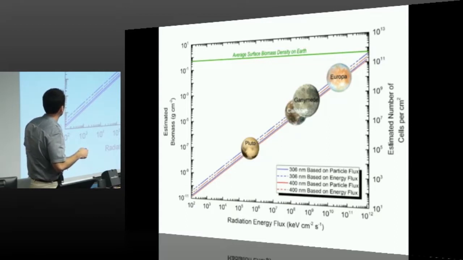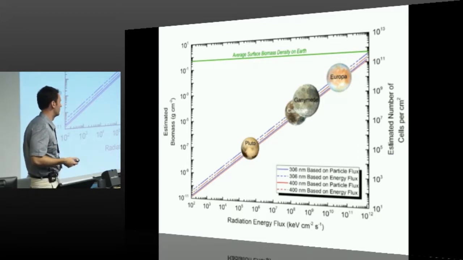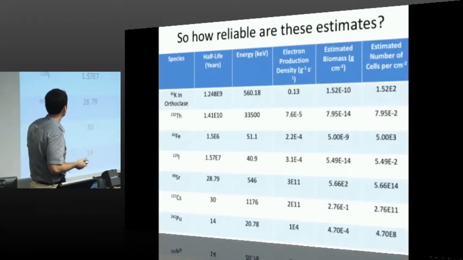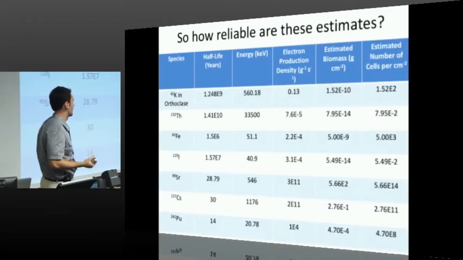And again, lower than the average surface biomass density on Earth, but still fairly high here. Again, not accounting for nutrients or anything like that. So these estimates are definitely high. So how reliable are these?